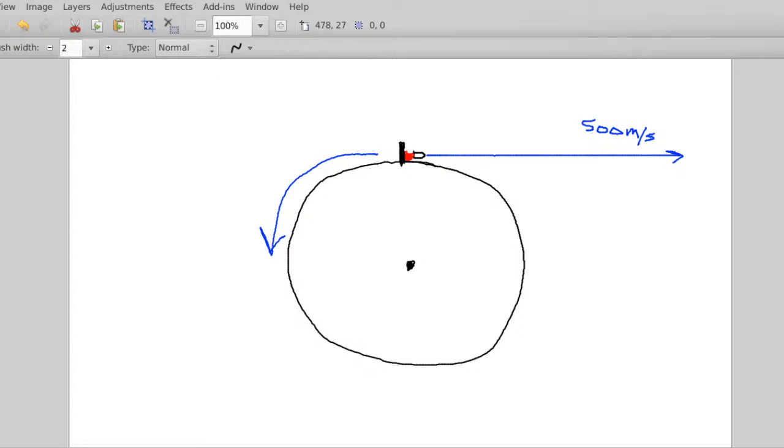Well, don't think about the bullet when it's way out here. Let me do this in purple. Don't think about it when it's out here. Think about the bullet right there. So the explosion has occurred, but it's just leaving the disk.